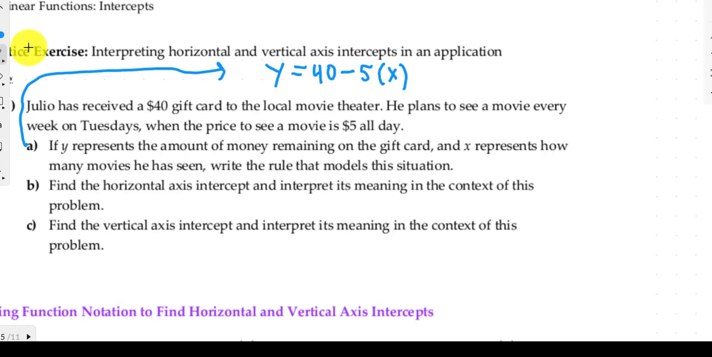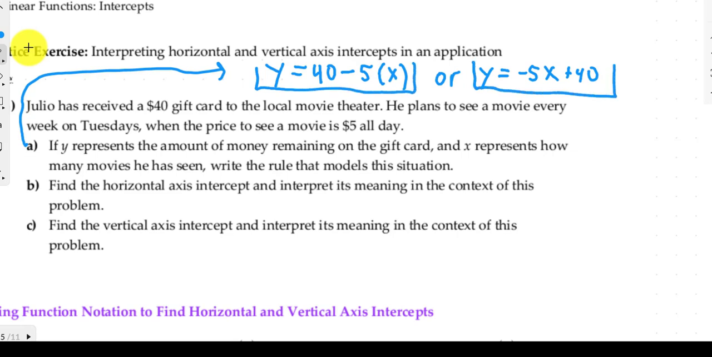Right? So my card starts out with 40 bucks. I take away $5 every time I see a movie. So X is the number of movies. And if you want to write it in Y equals MX plus B form, you might write Y equals minus 5X plus 40. Either way would work. So if you did this, you would be correct. If you did this, you would also be correct. So letter A is done.